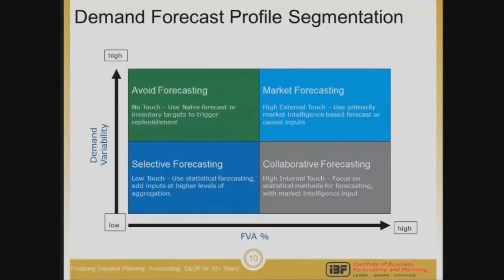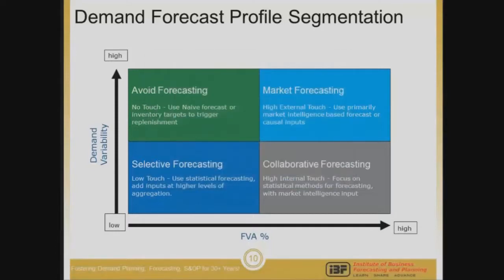But the other way I look at this model then is, from right to left is really how much do I touch it. And then from up to down, it's really who touches it, which is an internal or external type of touch. The low is more of an internal touch, meaning my department, demand planners. At the high end is an external touch, where I'm looking for external input into the forecasting process. So from left to right is really how much I touch it, and up and down is who touches it. And that's really the way I look at this chart.